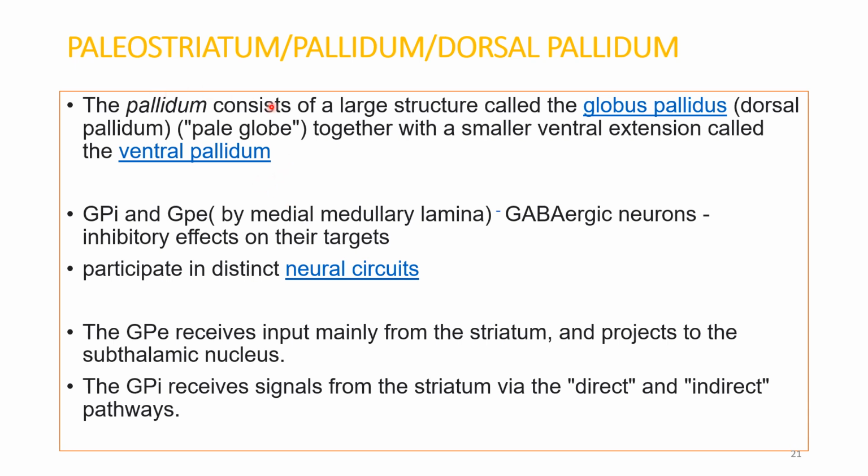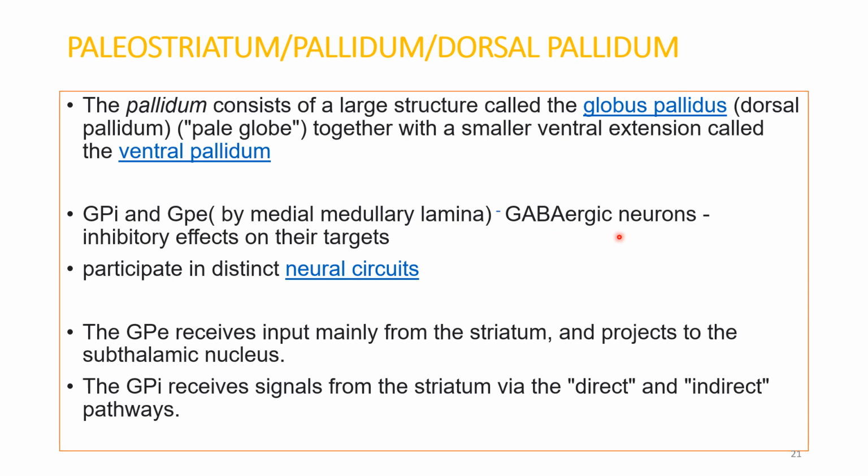So mainly the pallidum consists of dorsal pallidum and a small ventral extension which is called ventral pallidum. Mainly we are concentrating on the dorsal structures: globus pallidus internus and globus pallidus externus. They are separated by the medial medullary lamina. Okay, so these two are separated by the medial medullary lamina.